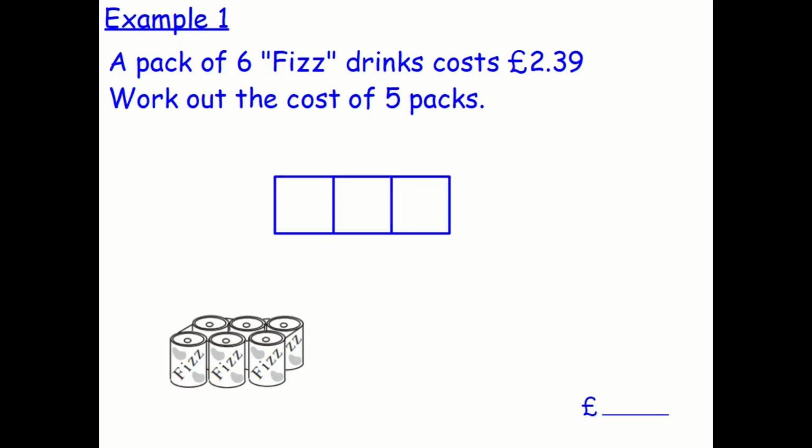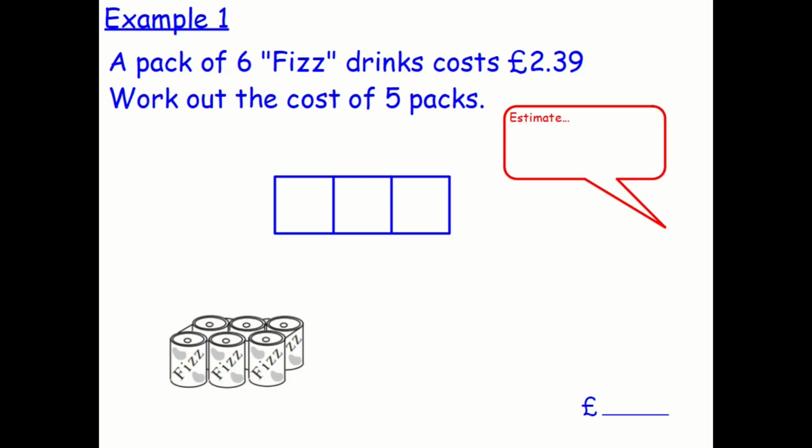Example number 1. A pack of 6 fizz drinks costs £2.39. Work out the cost of 5 packs. Okay, so I'm going to use the diagonal method in this video. If you need a bit of a reminder of this, then do watch the previous videos. So with any question, I would always encourage you to estimate. So let's do an estimate for this question.